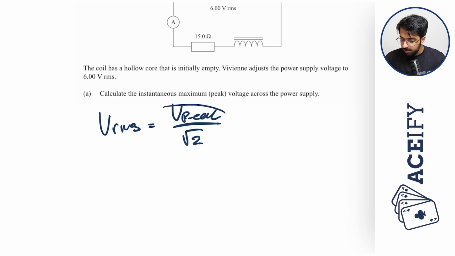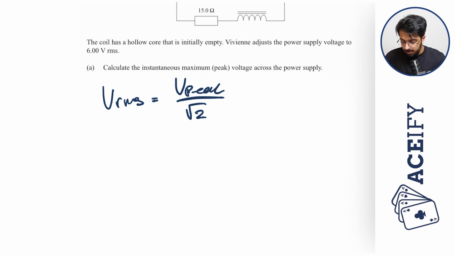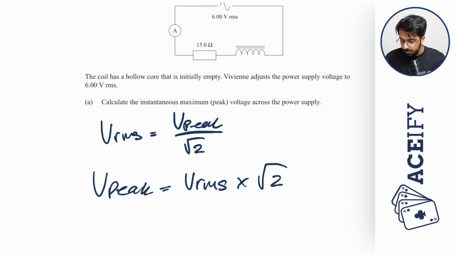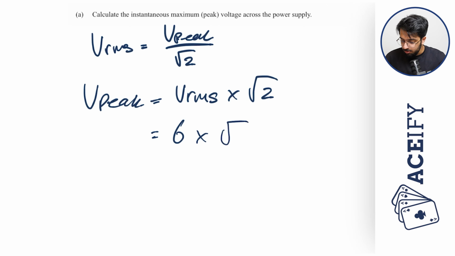But because we want to calculate V peak, we can rearrange for V peak, and we get V peak is equal to V RMS multiplied by square root 2. We know our RMS value is 6 volts, and so 6 multiplied by square root 2 is equal to 8.49 volts.